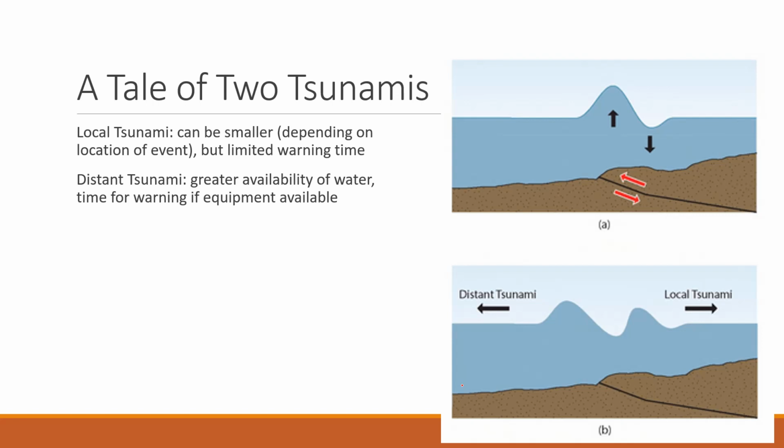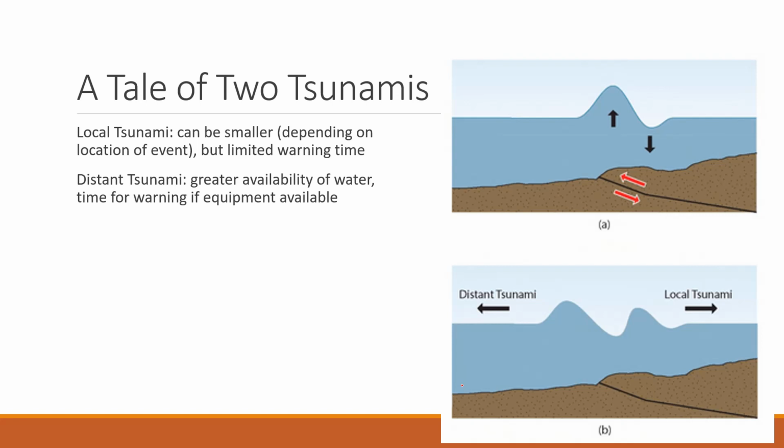So there are 2 types of tsunamis. They talked about this in the Alaska video. You have a local tsunami. Just like with earthquake waves, tsunami waves move in all directions. So if you have a tsunami happening in a trench that's off the coast of a continent, the tsunami waves move towards that continent. That's called the local tsunami. It happens faster.